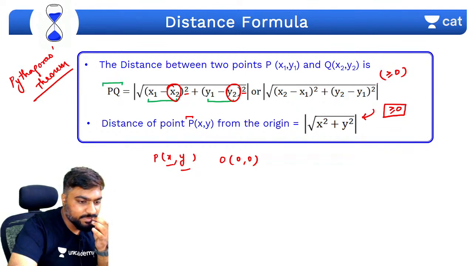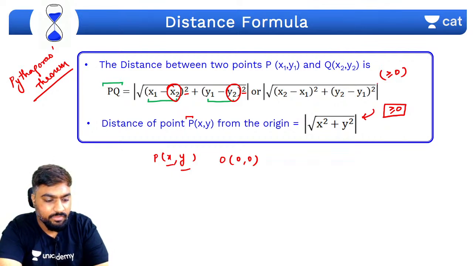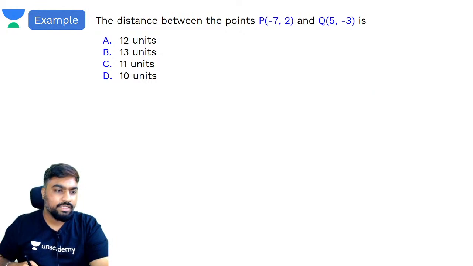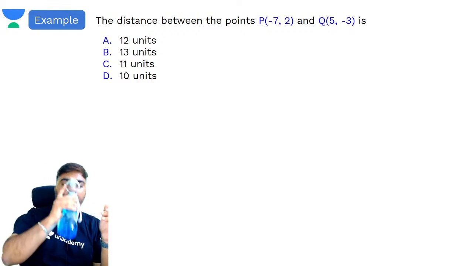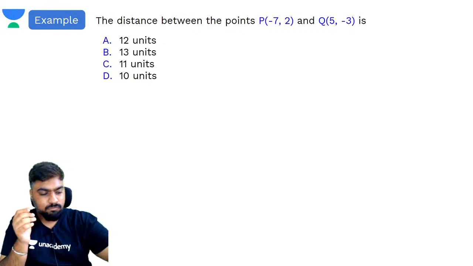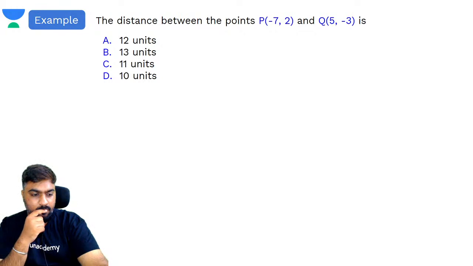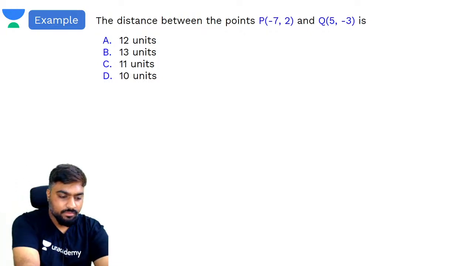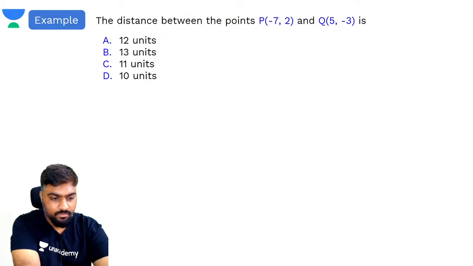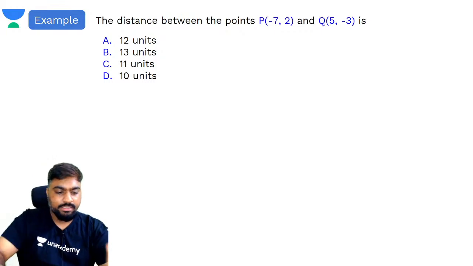Shall we try out an example with distance formula? Say yes, guys, if you're ready for an example. Distance formula. Correct? Chalo. Here's your first question. Quickly try this out. Go ahead, guys, try. Nalin says B, 13 units.